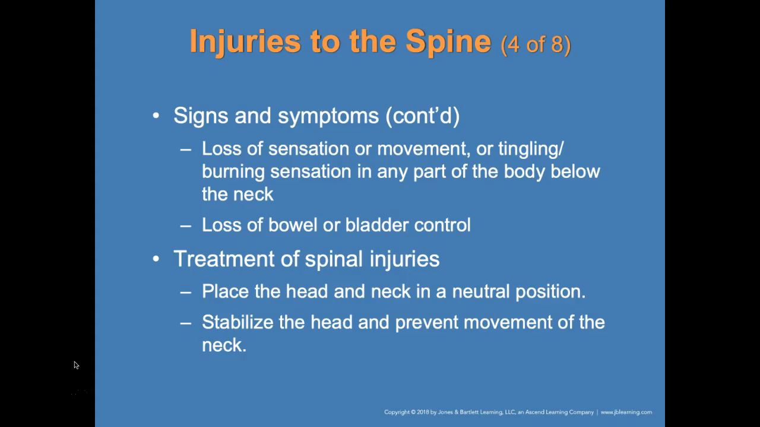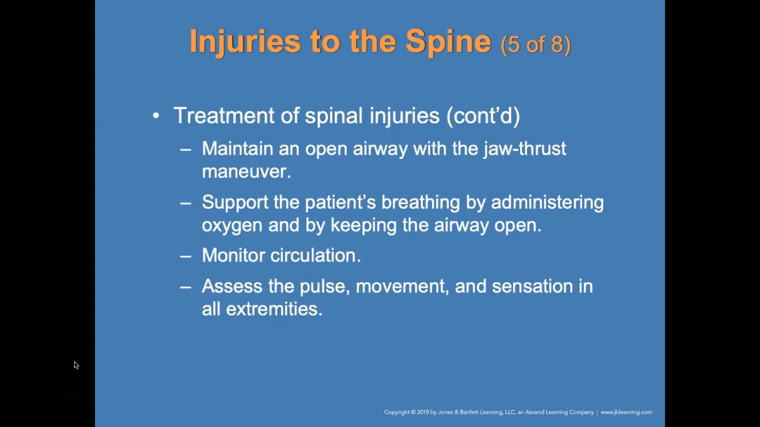Our treatment is going to be to place the head and neck in a neutral position. Once again, with any suspected head or neck trauma, we're going to maintain that C-spine, make sure that the head and neck are in a neutral position. We're going to stabilize the head, prevent movement of the neck. Maintain an open airway with the jaw thrust maneuver. Once again, we use the jaw thrust maneuver because it doesn't put any stress on the neck. We need to support the patient's breathing by administering oxygen and keeping the airway open.